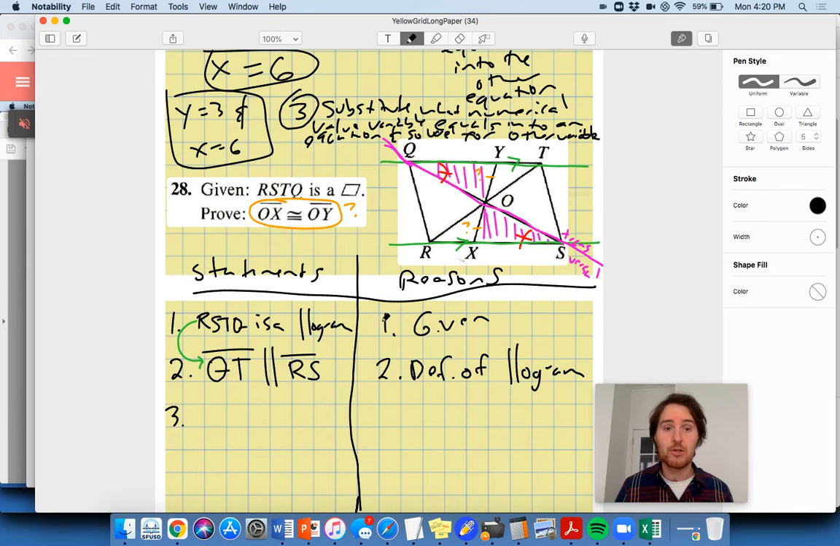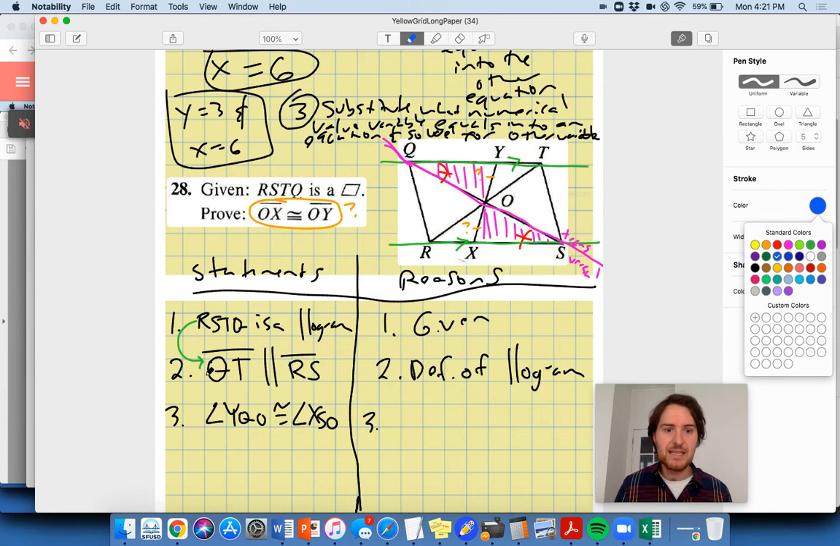I'm gathering intelligence right now. What are some corresponding parts I can get congruent in that triangle versus that triangle? And one is that angle YQO is congruent to angle XSO. That is because in step 2, we knew that we had two parallel lines cut by a transversal, which we see in the given diagram right here.